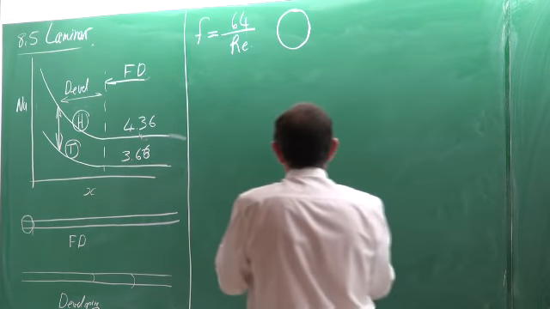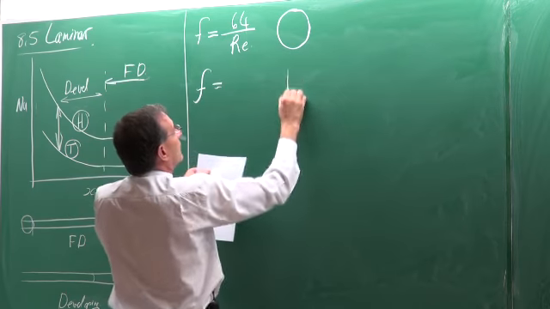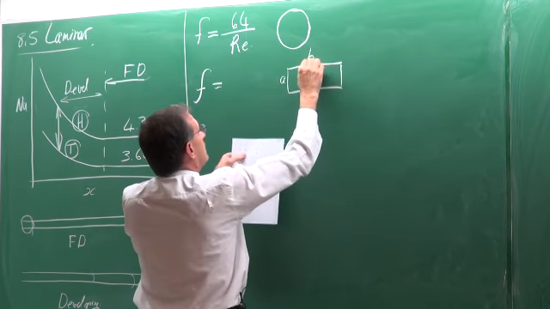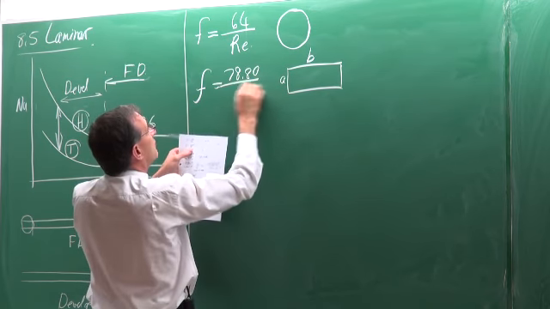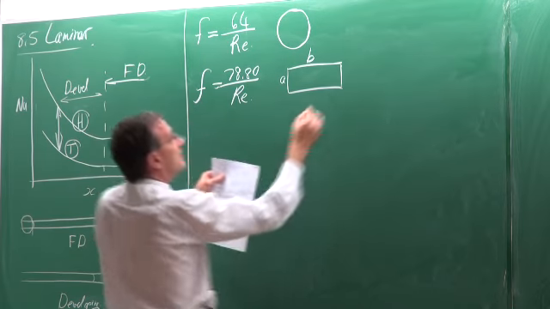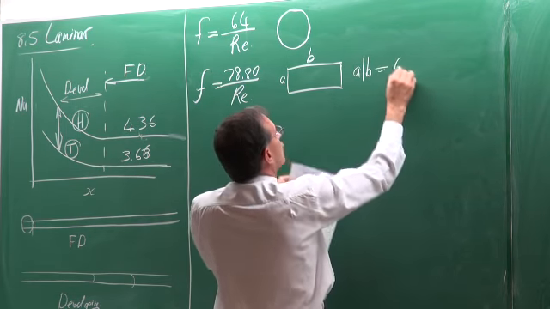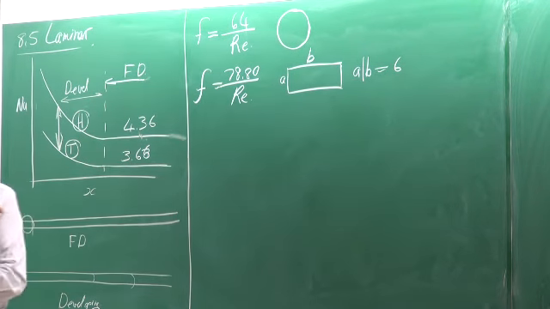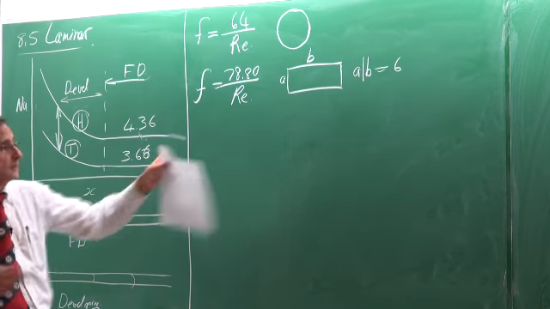If, for example, the geometry is a rectangle, like that, where that is A and that is B, then the friction factor would be 78.80 divided by the Reynolds number. And in this case, the ratio of A to B, of this length to that length, is 6. If the ratio is different, then the friction factor is different.